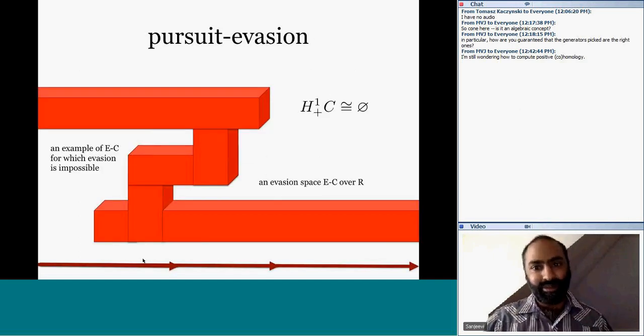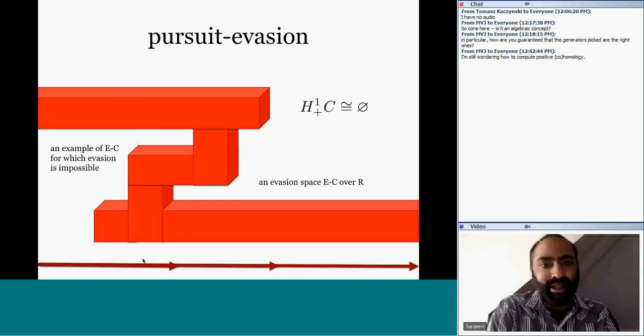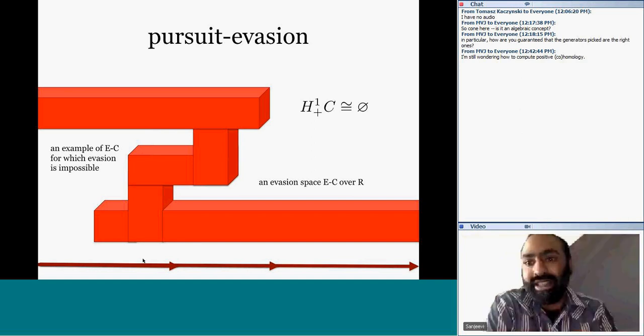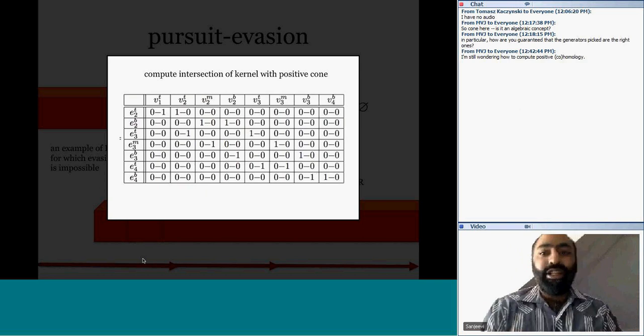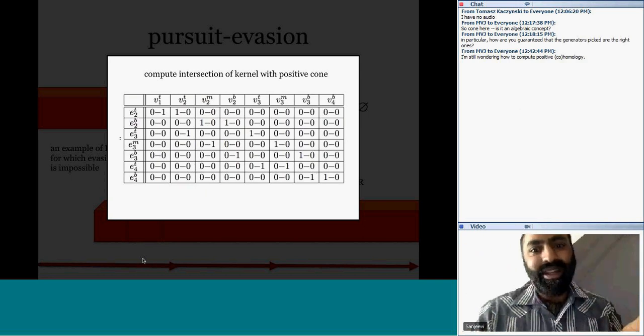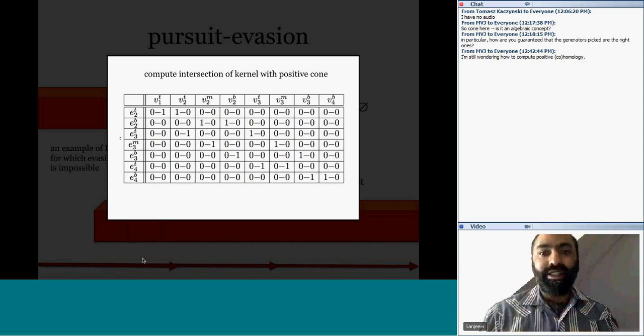So back to this pursuit-evasion problem. If you computed the positive H_1 of this, you'd see that the global sections of this sheaf of positive cones is actually empty. No evasion path is possible at all. To do this, you'd form a giant matrix. Ordinarily, for vector spaces, you compute the kernel of a differential map.